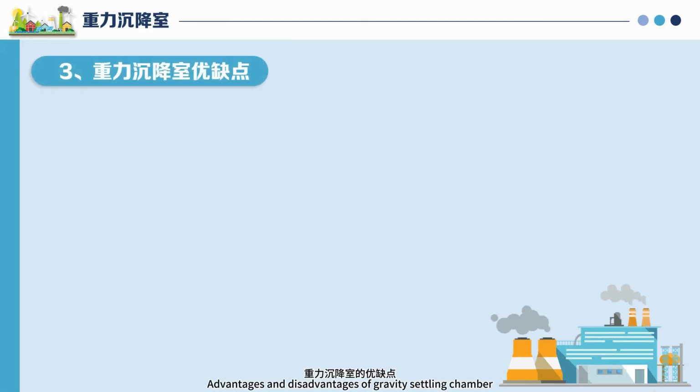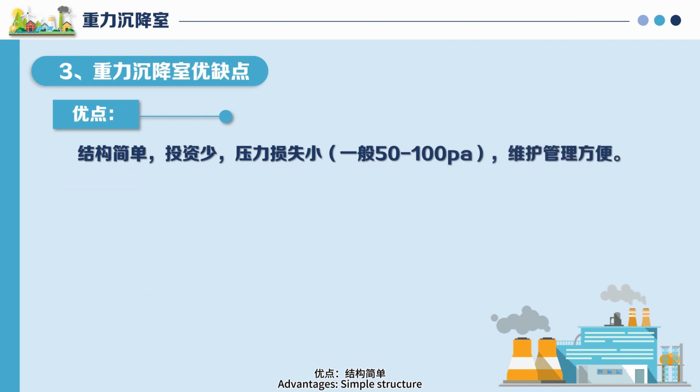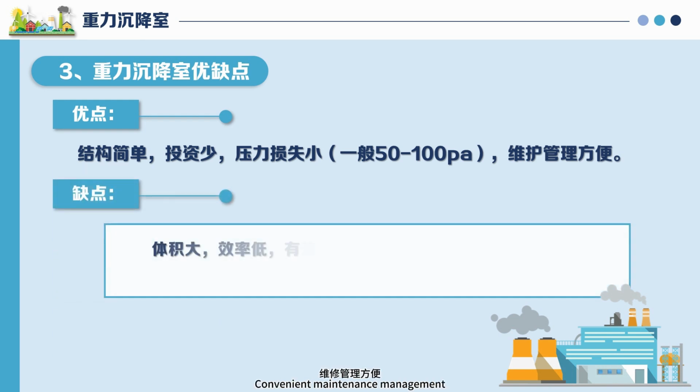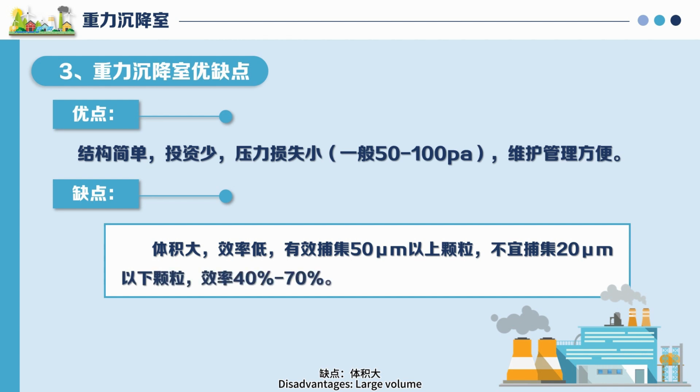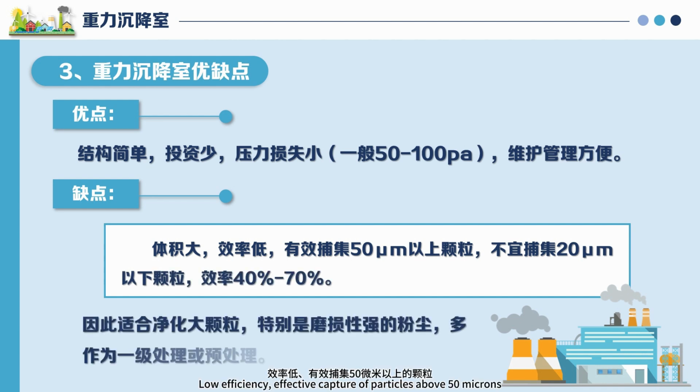Advantages and disadvantages of the gravity settling chamber. Advantages: simple structure, less investment and low pressure loss, generally 50 to 100 pascals, and convenient maintenance management. Disadvantages: large volume and low efficiency. It effectively captures particles above 50 microns and is not suitable for trapping particles below 20 microns.